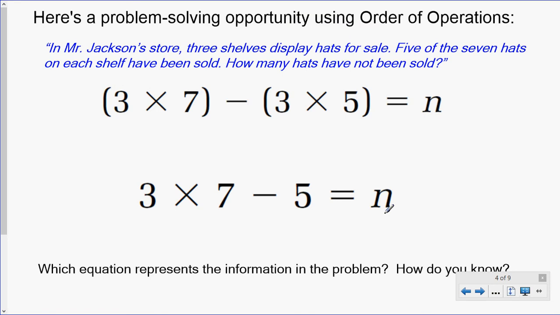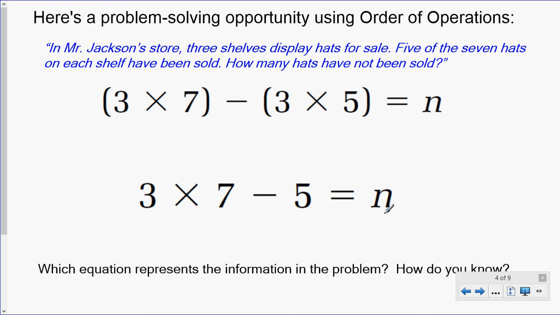Okay, so here's another problem-solving opportunity using order of operations. As with all the lessons, feel free to pause and try things on your own and then come back and check in. So it says, in Mr. Jackson's store, 3 shelves display hats for sale. 5 of the 7 hats on each shelf have been sold. How many hats have not been sold?